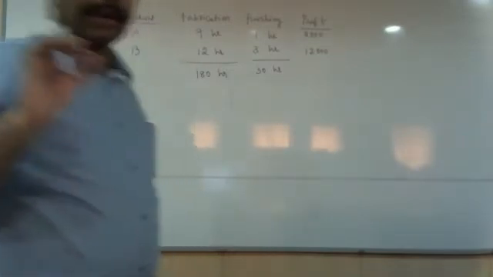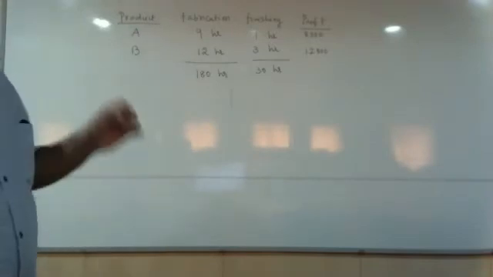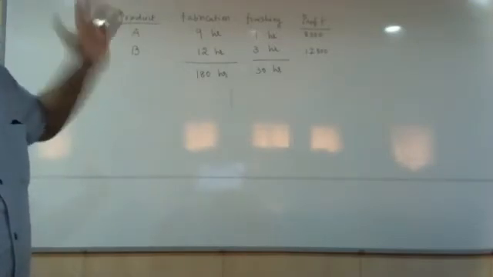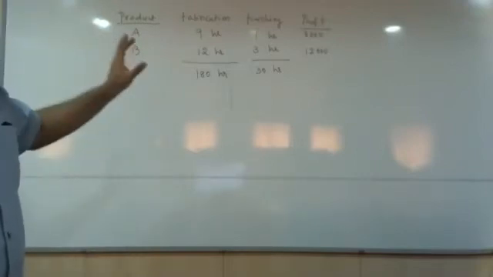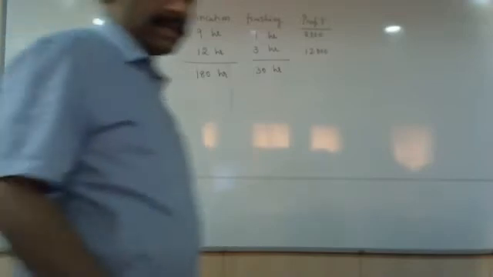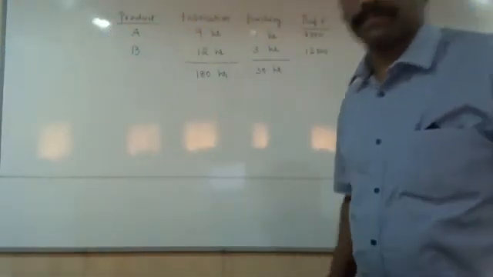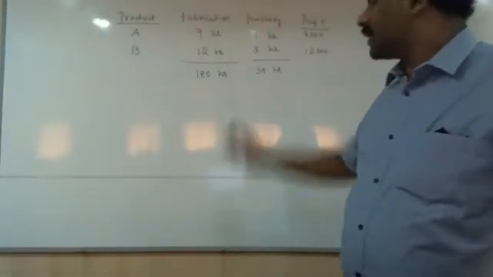Now my simple question to the class is, have you all understood this table? How I've just written the values from the statement problem? Any questions or any doubts in this table? Yes or no? No, sir. I think it's a very simple question.